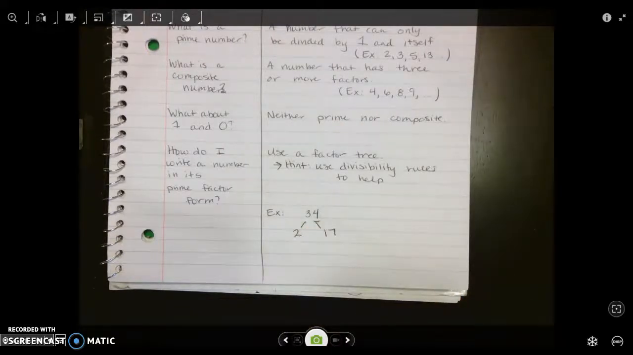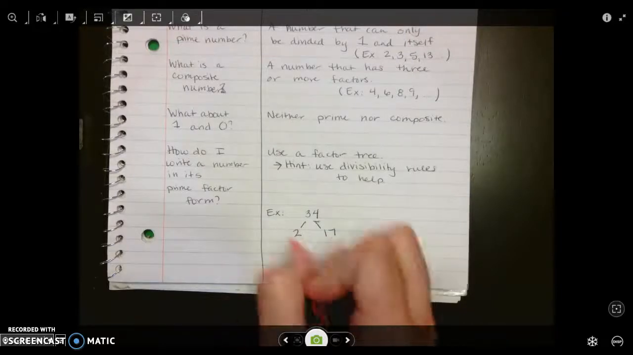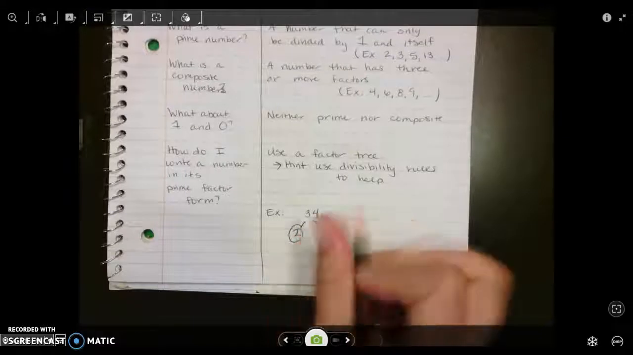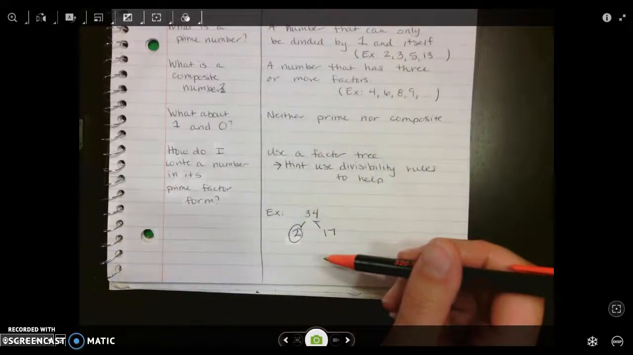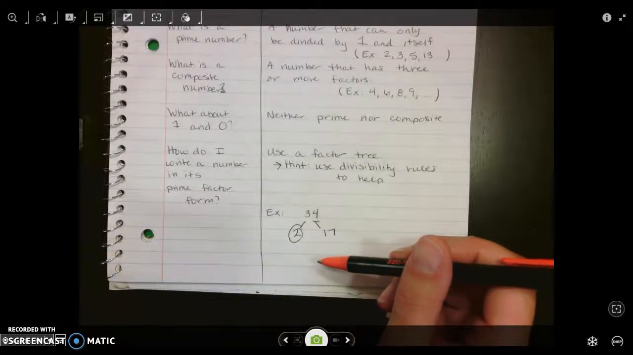Now, let me think about this. I only want prime factors. Is 2 a prime number? Yes, I had defined it earlier as a prime number. How about 17? I want you to think of what numbers multiply to get you 17. I can think of 1 and 17, and I can't think of any others.